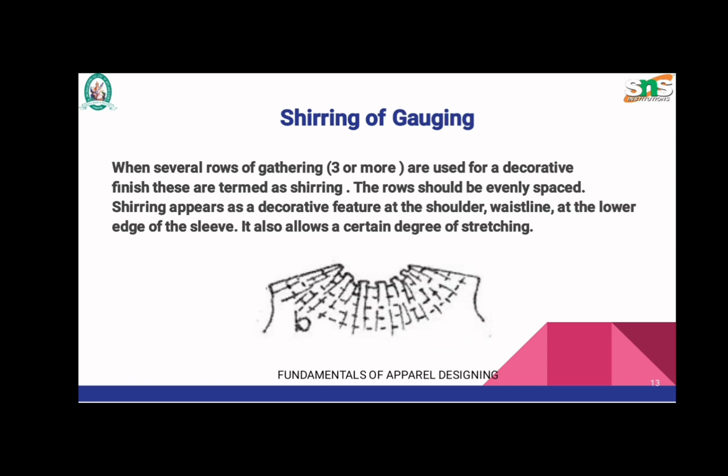Next, shirring or gauging. When several rows of gathering are used for a decorative finish, these are termed shirring. The rows should be evenly spaced. Shirring appears as a decorative feature at the shoulder, waistline, and at the lower edge of the sleeve. It also allows a certain degree of stretching. It is mainly a decorative finish. We can create gathering over this.